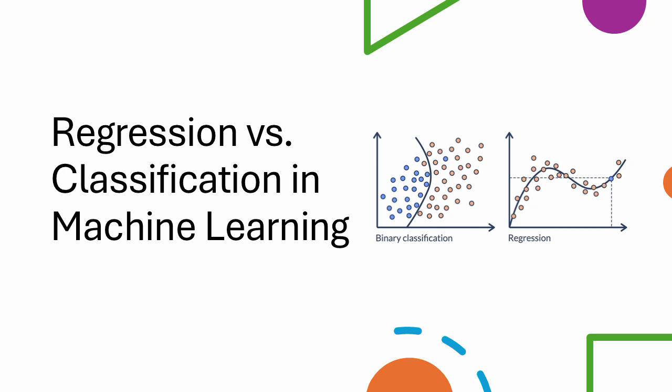Imagine giving a child a box of different colored blocks and asking them to sort them. They might group them by color, by shape, or even come up with their own system. That's kind of what unsupervised learning is like. So instead of giving the algorithm a set of rules, we're letting it discover the rules on its own.